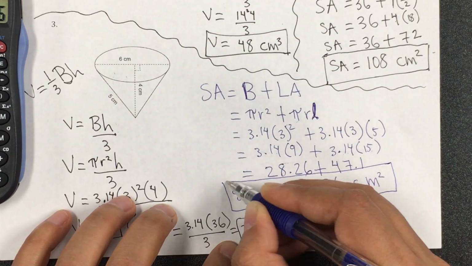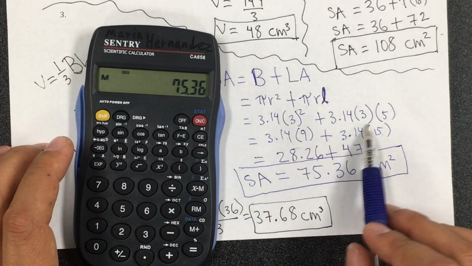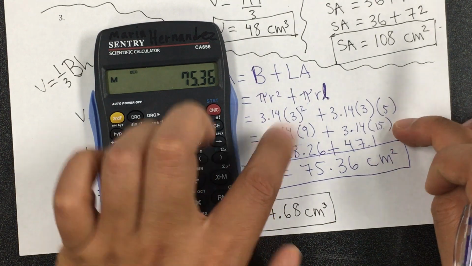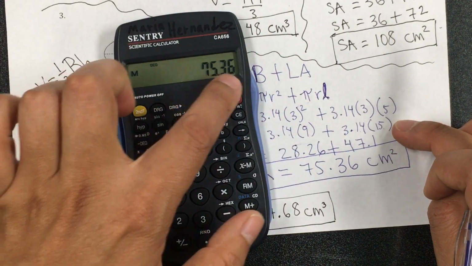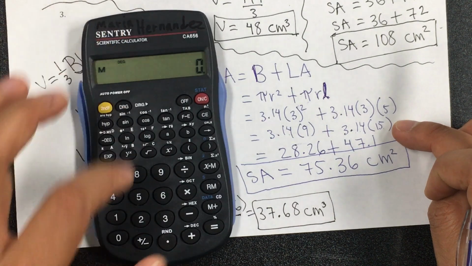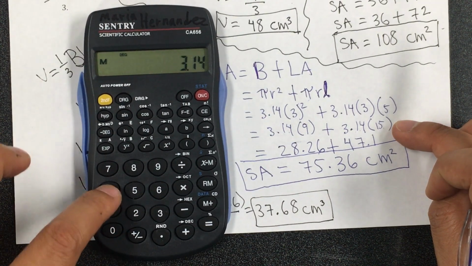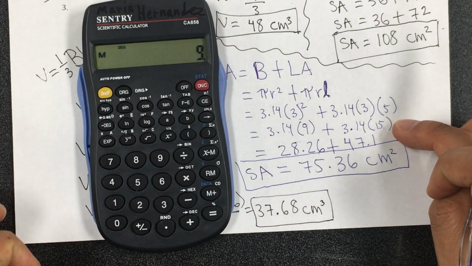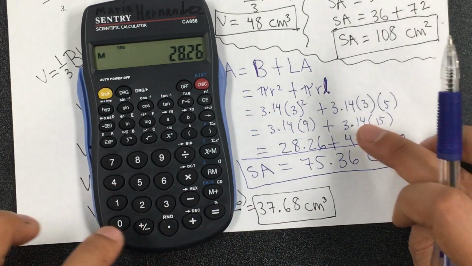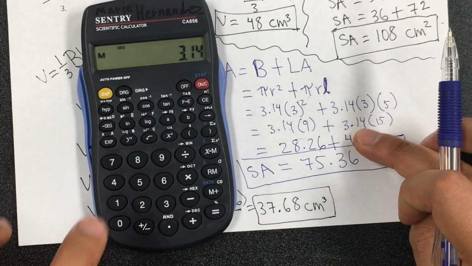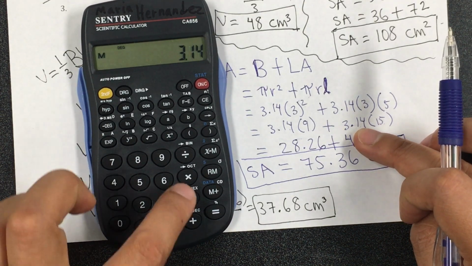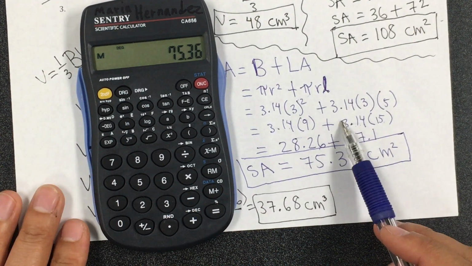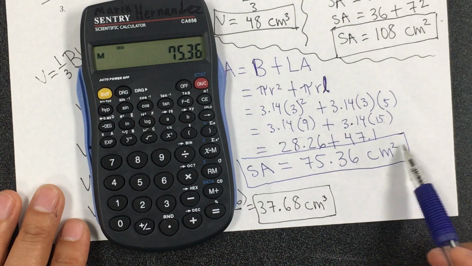Okay, let me show you that you can input this in the calculator. You can even go back to this, but I'm just going to take this up to here and put that in the calculator. It should come out to 75.36. So 3.14 times 9 plus 3.14 times 15, and it automatically goes to 75.36 square centimeters.